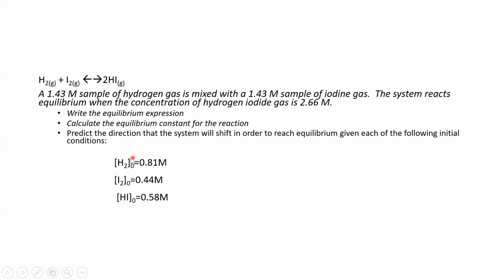Now that you know K, plug these numbers into your Q expression and see if it equals K. If K equals Q, you're at equilibrium. If K doesn't equal Q, then you're not at equilibrium, and Q needs to change so that it equals K. So which way would it shift?